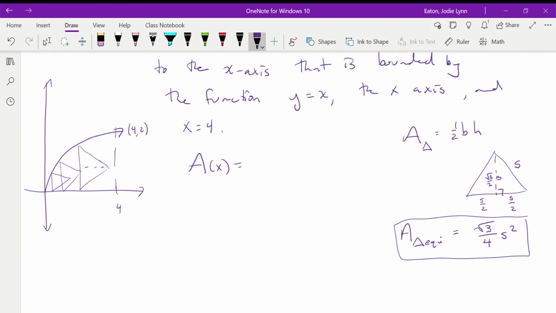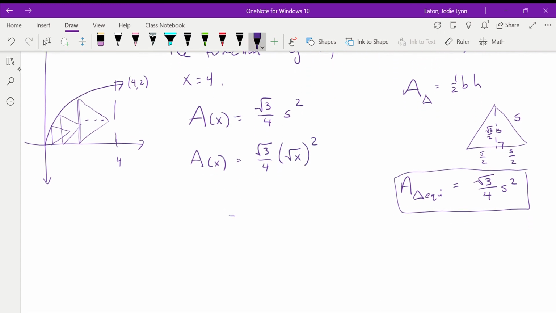So in this case, the area of our equilateral triangle is root 3 over 4 times side squared. The length of one of our sides is radical x minus 0, which is just radical x. So that's our y value, the y value of our function. So the area in terms of x is root 3 over 4 times radical x squared, which is root 3 over 4 times x.